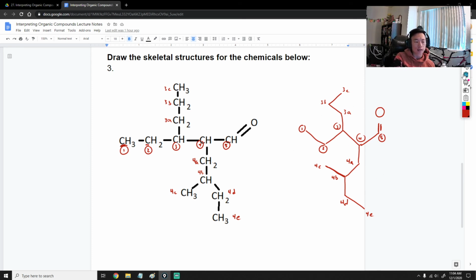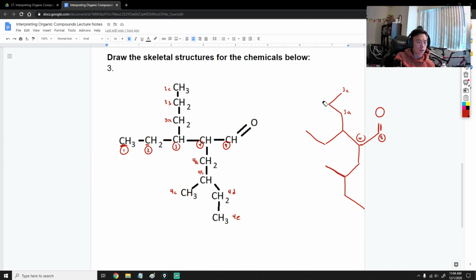Obviously, you wouldn't write 1, 2, 3, 4, 5, 4A, 4B, 4C. You would just have the lines and the oxygen, but this is basically the skeletal structure for this ugly Lewis structure. So if you guys notice, this is actually a lot easier to draw. It's a lot cleaner if we get rid of all these numbers. It's a lot cleaner and simpler to look at than the Lewis structure on the left.